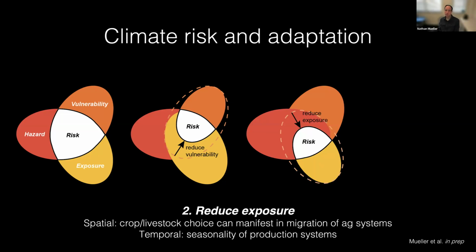But another thing we can do is reduce exposure. And this can manifest in a couple of different ways. We can think about it from a spatial dimension. As farmers change what crops or livestock they're producing, that can manifest in the large scale migration of agricultural systems across the landscape. Or we could think about it from a temporal perspective. The seasonality of different production systems could affect the exposure.